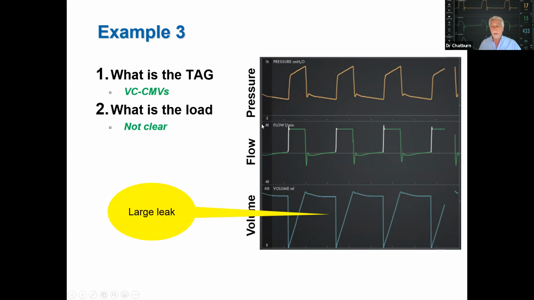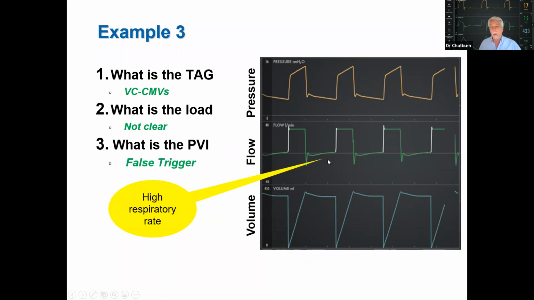What's the load? It's not clear. Why is it not clear? Because looking down here, we see a big inspiratory volume, a very small expiratory volume, and this big reset back to zero. The ventilator is just resetting the volume waveform because the next inspiration is starting. And what that means is we have a large leak. And in this case, it's a false trigger, and we can identify that from a high respiratory rate.